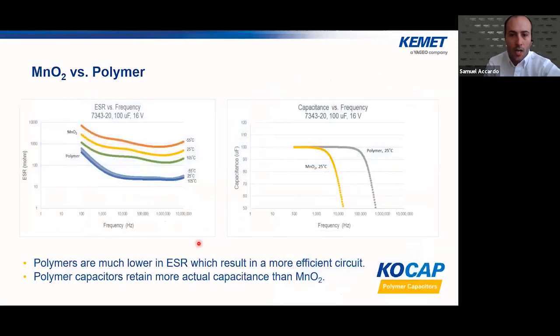Just a quick comparison between the technologies: for ESR versus frequency on the left, the polymer is not only an order of magnitude lower in some cases in ESR, but its change in ESR over temperature is very stable compared to the tantalum MnO2. Comparing the capacitance roll-off frequencies of the two devices, the MnO2, because of its higher ESR, in general has a lower capacitance roll-off frequency than the polymer.